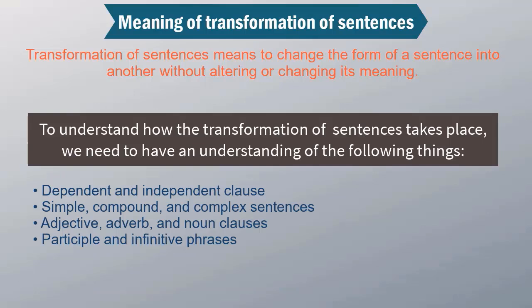And to be able to understand this transformation, we need to know a couple of things. We need to know what a dependent clause is, what an independent clause is, what is a simple sentence, compound sentence, complex sentence, adjective clause, adverb clause, noun clause, participle phrases. We need to know all these things, because if we do not know these things, we'll not be able to understand how the transformation takes place. So you might already know all these things, but I'll still take you through all these concepts in brief so that you understand how exactly the transformation happens. Okay, so let's do this.